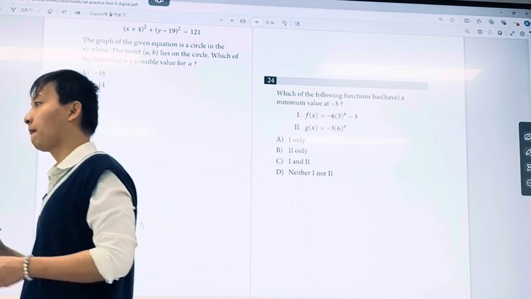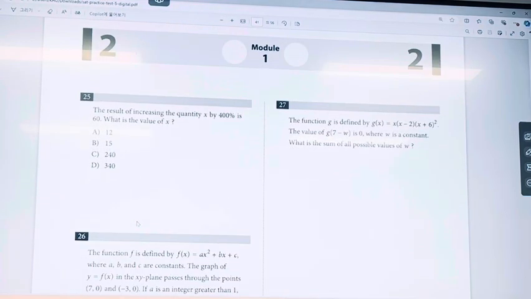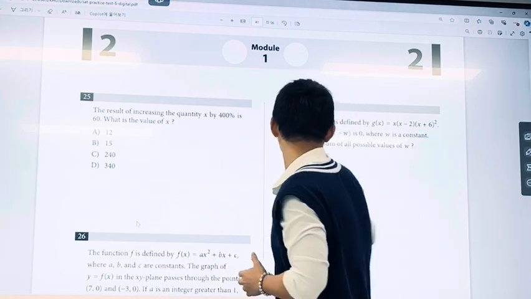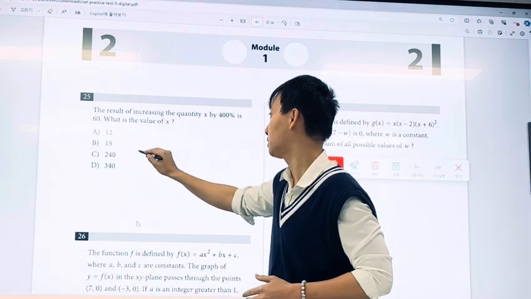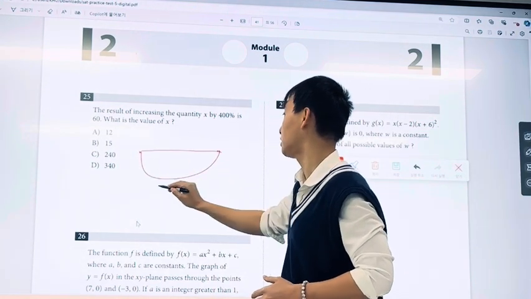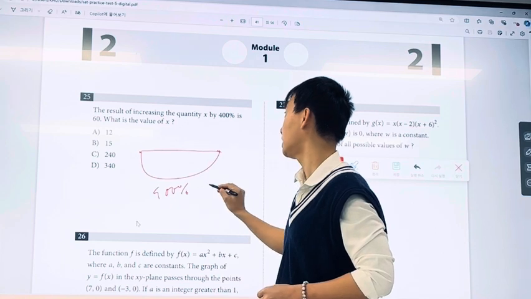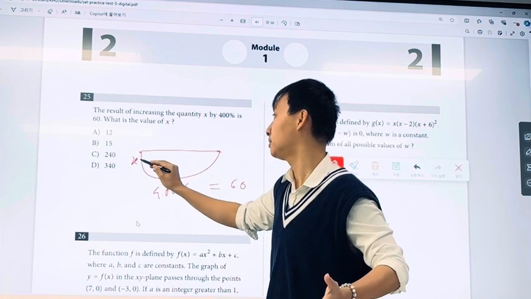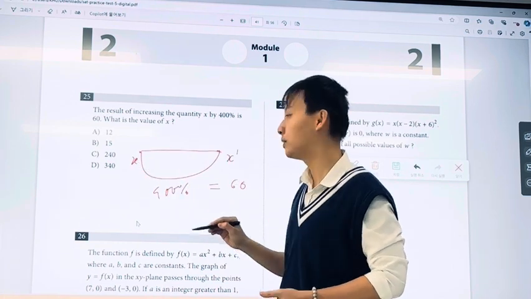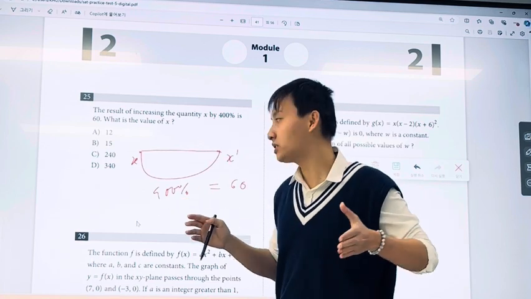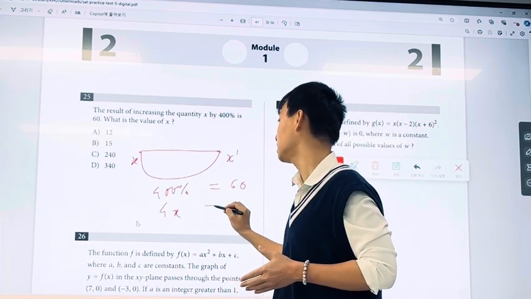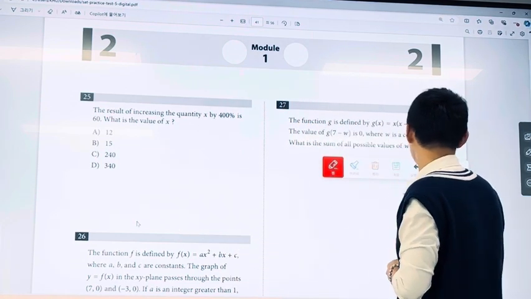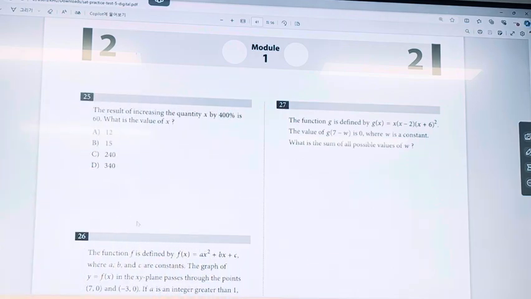Okay. Now we move to question 25, you guys. The result increases by 400. You can see from the beginning to the end, it increased by 400%, and it equals 60. So x is the new value. The increase of 400% means 4 times x equals 60. So x equals 15. Right. Okay, good. Next one.